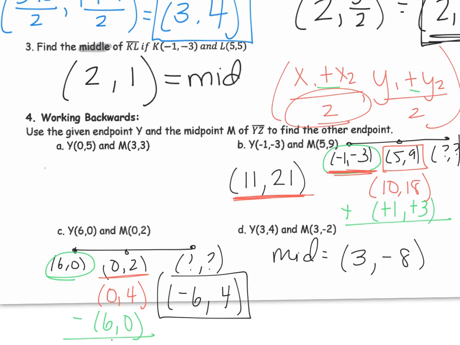So your answer would be (3, -8). So hopefully you understand the midpoint formula. So go ahead and keep following along with what you're supposed to do next.